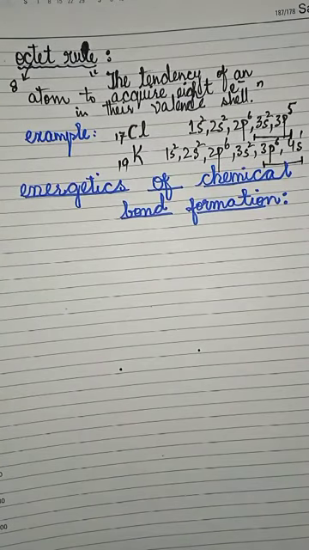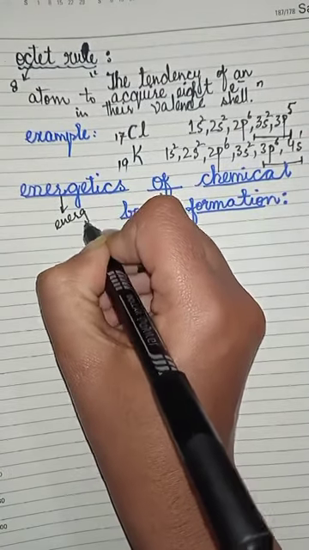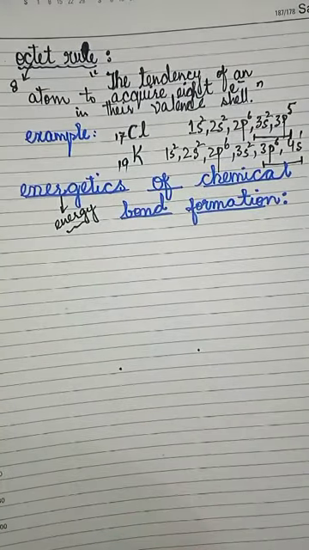So the next heading we have is the energetics of chemical bond formation. It might be a new heading for you all, the ones having their first semester in BS chemistry. The first semester has inorganic chemistry as its subject, especially in postgraduate colleges. So energetics of chemical bond formation here means the involvement of energy in chemical bond formation.